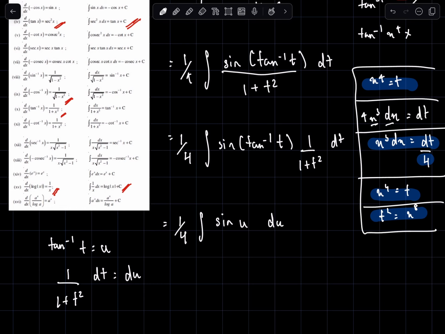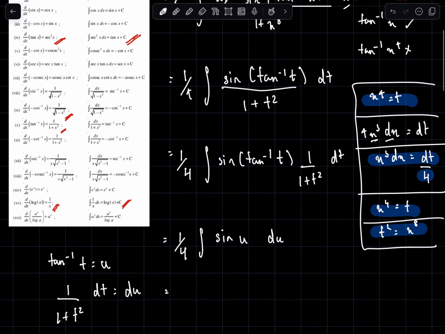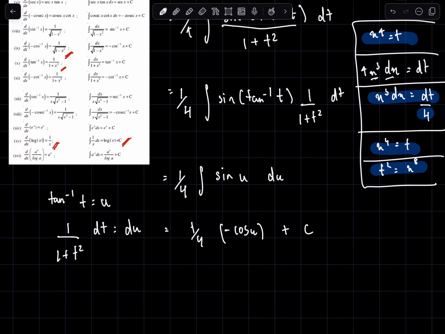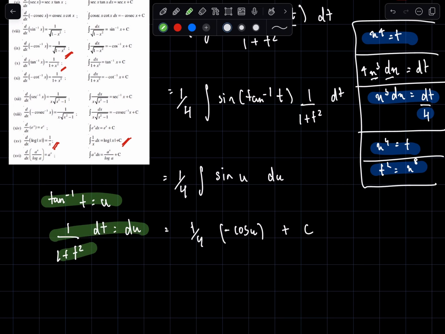Right? So what is the integral of this? This is literally easy. Integral of sine is minus cos. So 1 by 4 minus cos u, plus c. As simple as that. Now all you have to do is substitute backwards, right? So which is equal to minus 1 over 4 cosine of, what is u? u is tan inverse t.